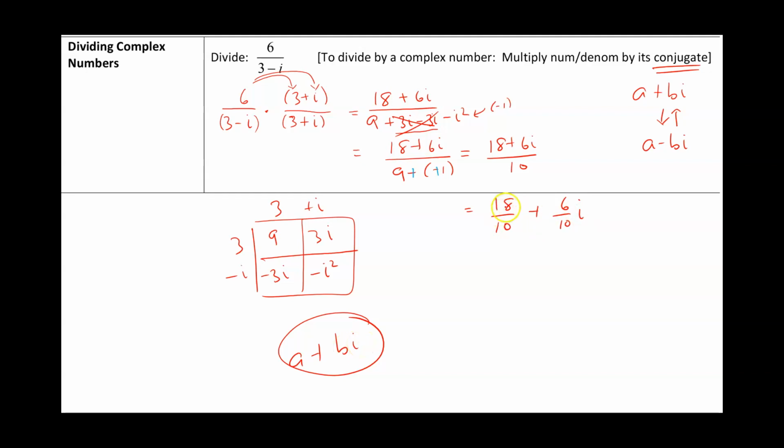To reduce this, we would divide these by 2. So 18 divided by 2 is 9. 10 divided by 2 is 5. 6 over 10, 6 divided by 2 is 3, 10 divided by 2 is 5. So our answer is going to be 9 over 5 plus 3 over 5i.